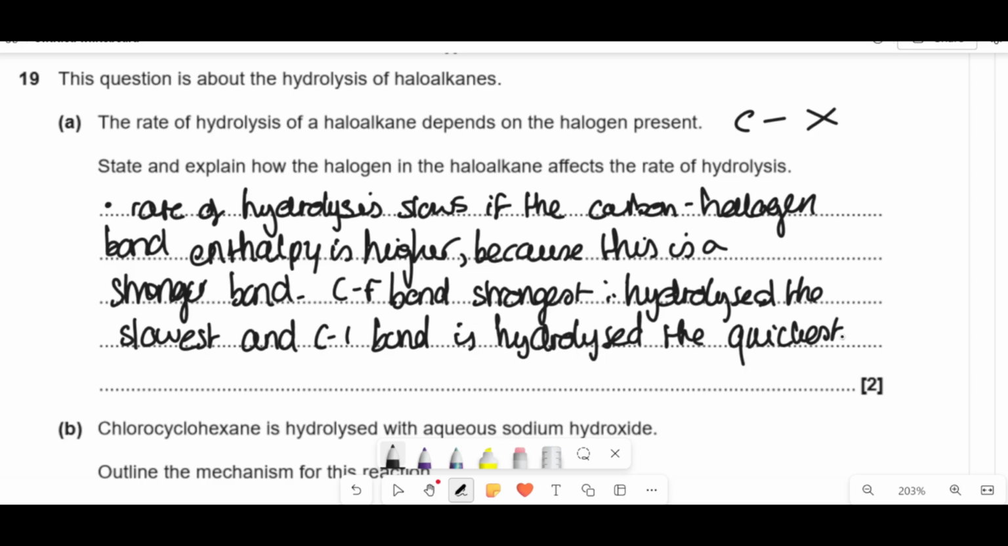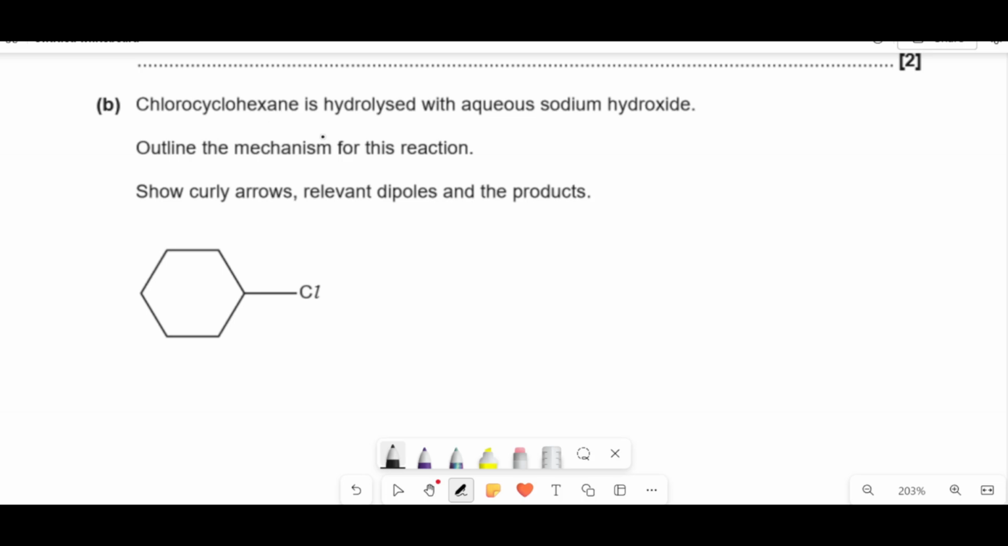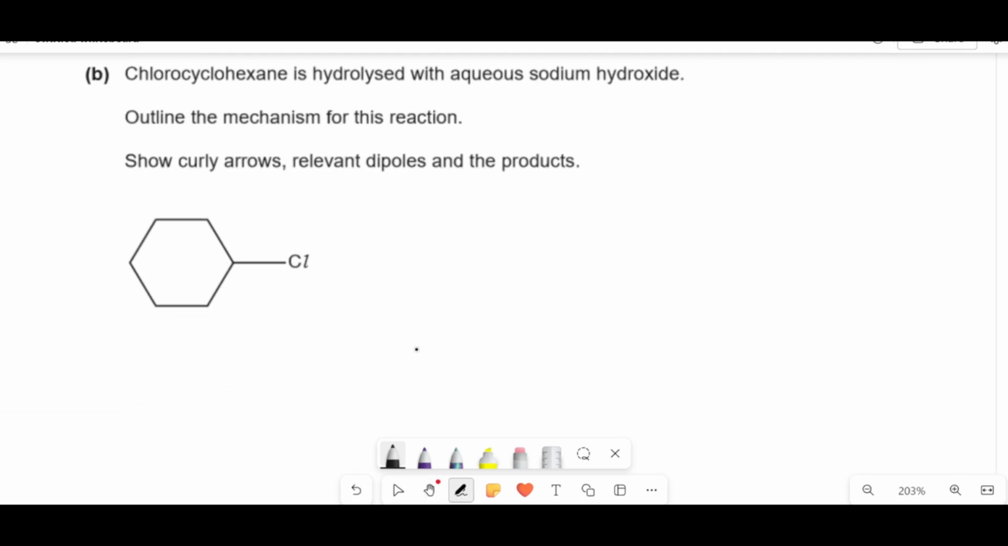There you go. So chlorocyclohexane is hydrolyzed with aqueous sodium hydroxide. Outline the mechanism for this reaction and then show curly arrows, relevant dipoles, and the products. So what we're doing is this sodium hydroxide, the actual bit that's reacting is going to be the OH minus, right? The product you're going to make is that it's going to swap with the OH minus. So again, with mechanisms, draw why things are happening. So this bond clearly is broken because the previous question has alluded to it.